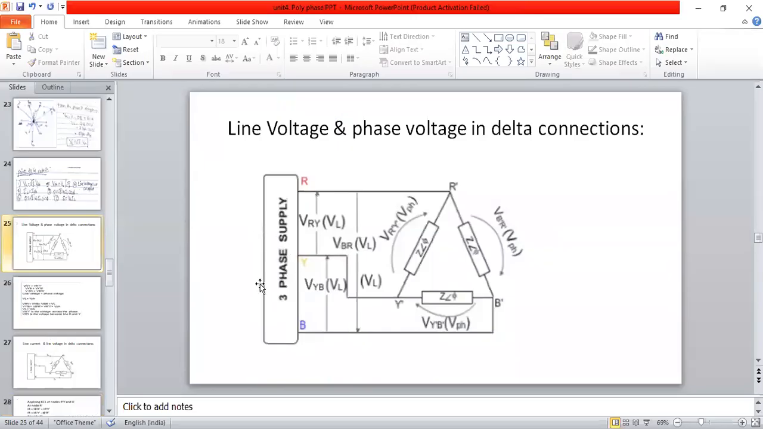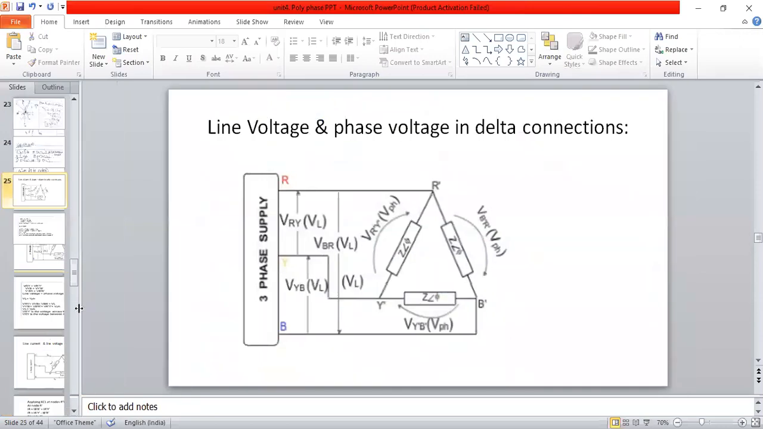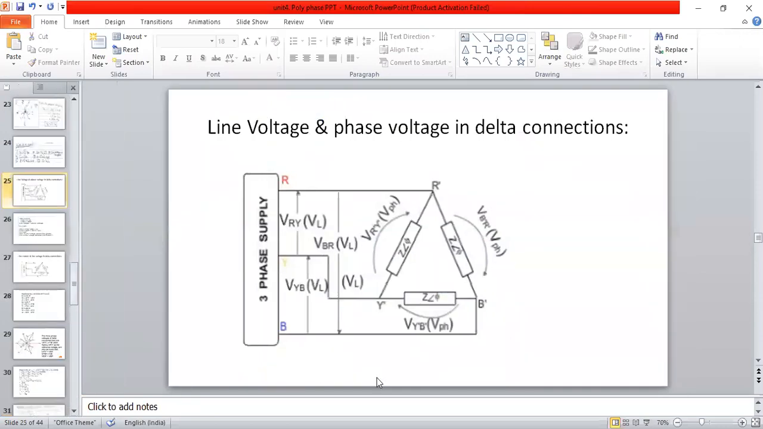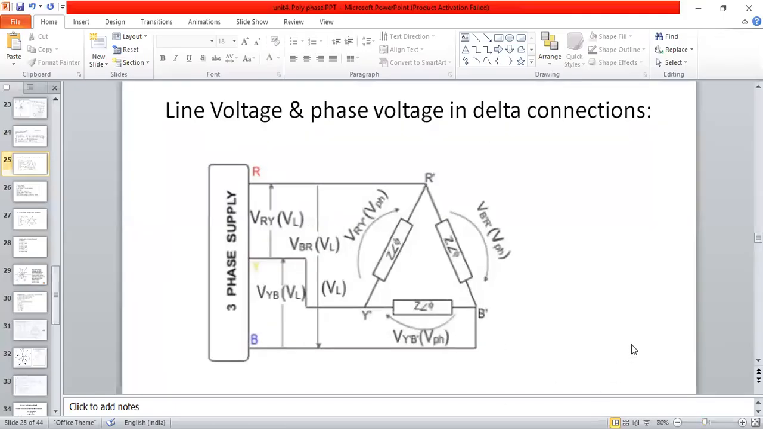The three-phase power supply we have connected, R, Y, and B lines are connected to the delta connected load we have transferred here now. Delta connected load we have transferred. I will reduce this one. Is it visible now? Okay.